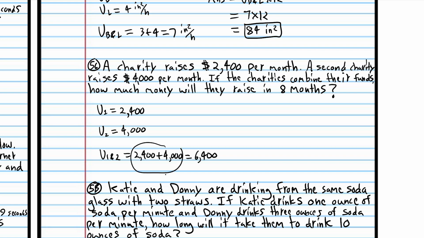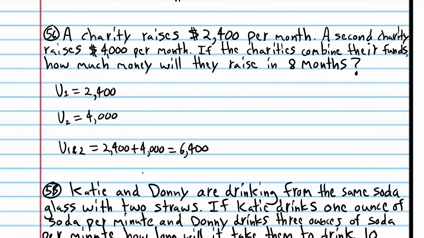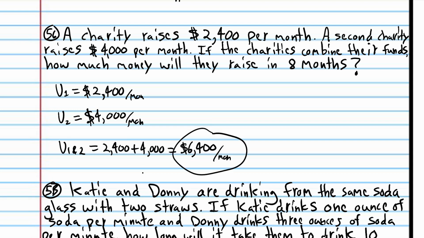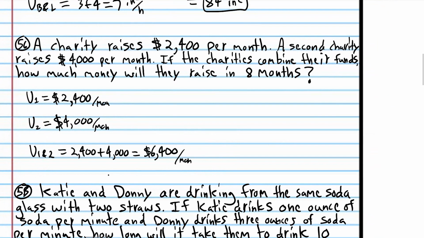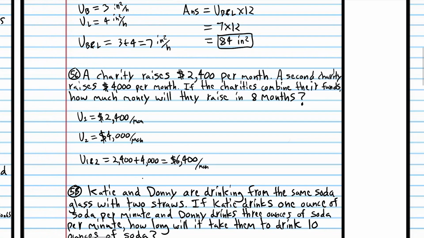You can do that in your head. If you want to set it up, you can, but that's really easy to do in your head. I should say, I'm sorry, I should be writing my units here. We need a dollar sign, which always goes in front. Why does it go in front? I don't know, it's just the way our language works. Per month. So this is the new rate that both charities raise per month. But now we want how much will they raise in 8 months?